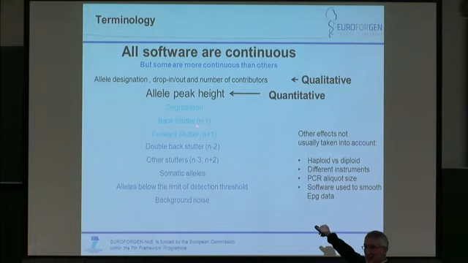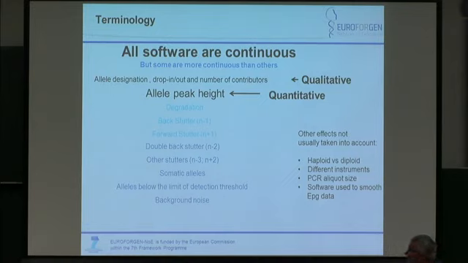The classic stutter is the back stutter, and that's 4 base pairs less than the allele. You can also get a forward stutter where you have an extra repeat unit. But you can also have a double back stutter, which is 2 units less than the allele, and so on. So you can get a whole laddering effect. We can also have a somatic allele. That's a mutation that sometimes occurs, and these somatic mutations also tend to occur in stutter positions. And when they occur, you get a much higher peak than you would normally expect.